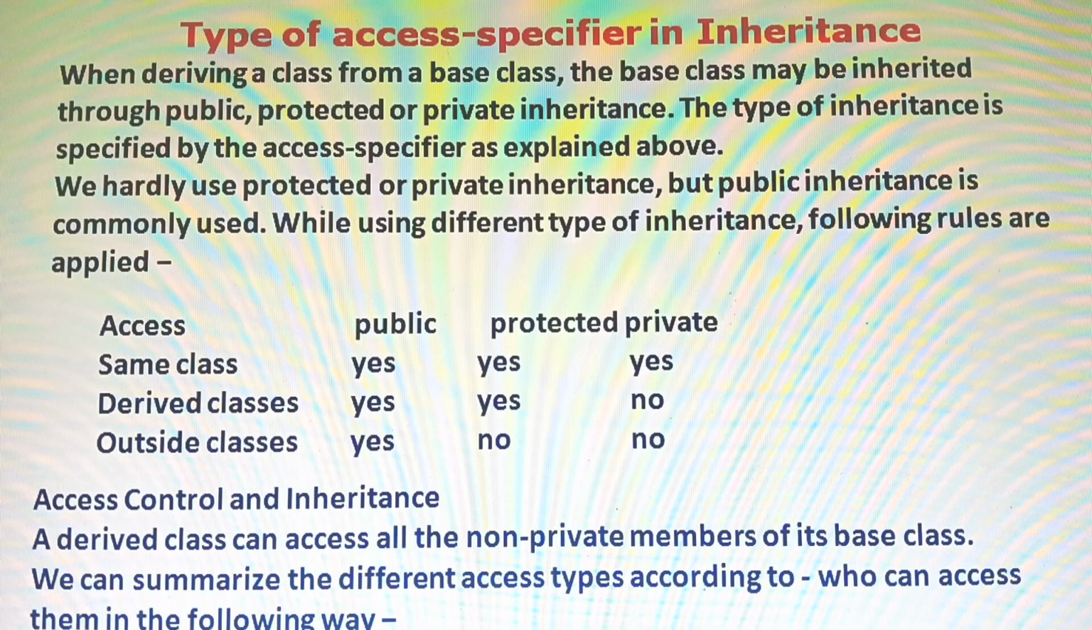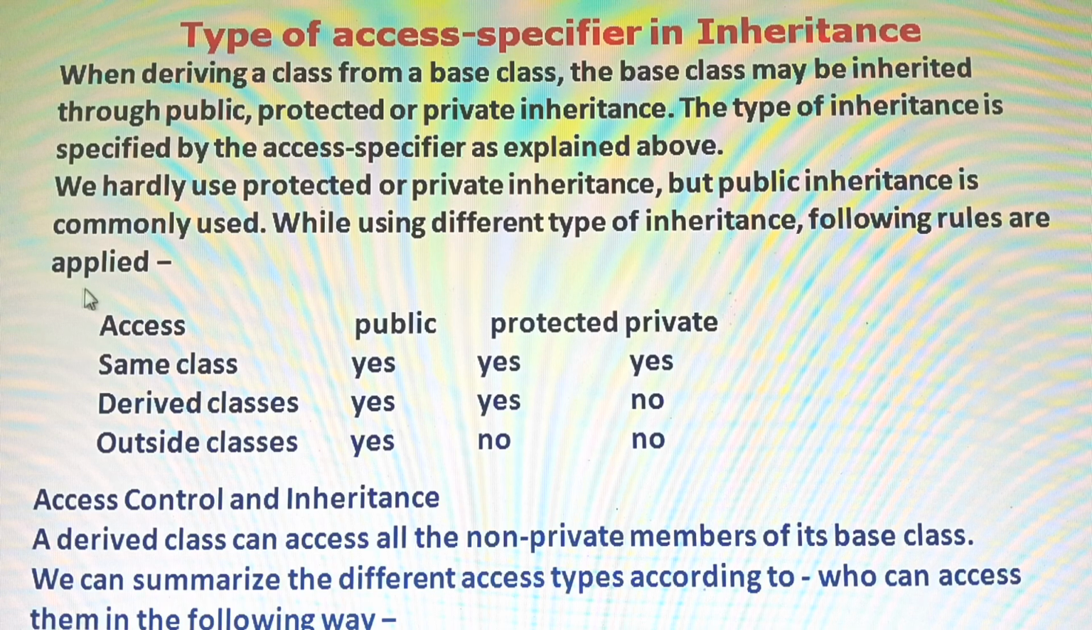Study the types of access specifier in inheritance. What is the use of the access specifier in inheritance? Why do we use it? When inheriting a class from a base class, or deriving a class from a base class, the base class may be inherited through private, public or protected. The type of inheritance is specified by the access specifier. We hardly use private or protected inheritance, but public inheritance is commonly used. While using different types of inheritance, the following rules apply.